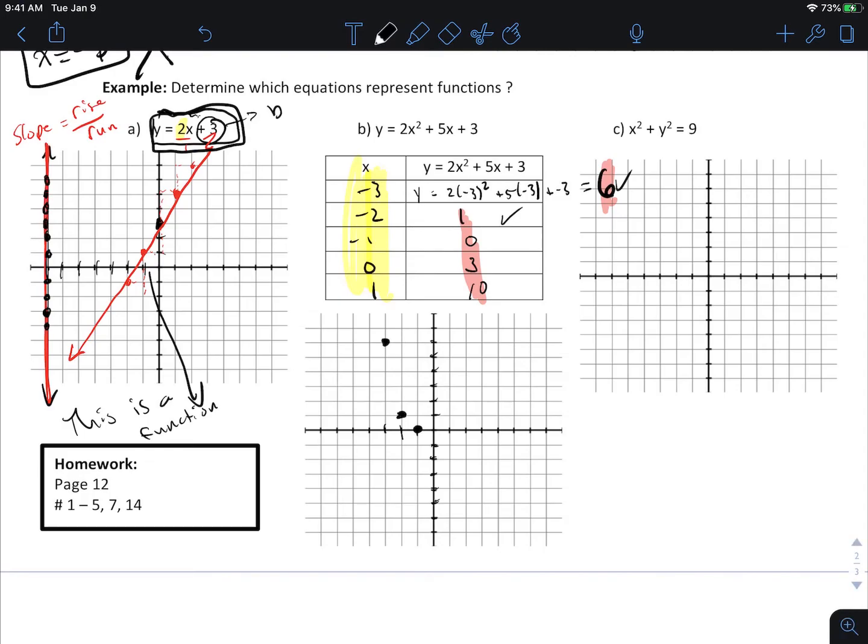Okay? And then 0, 3. And 1, 10, which will be off the graph. Right? So we're going to get something that looks like this. Okay? Is that a function? Yeah, right? Because if I do my vertical line test, it's only going to pass those points once, right?